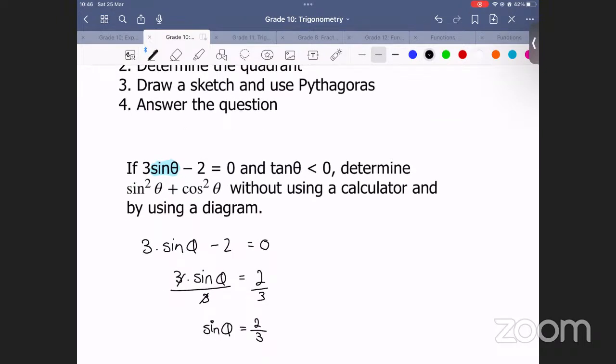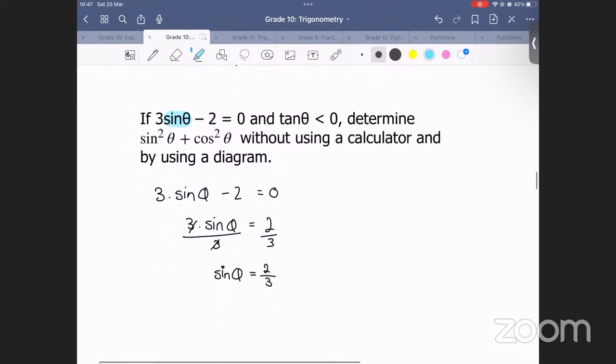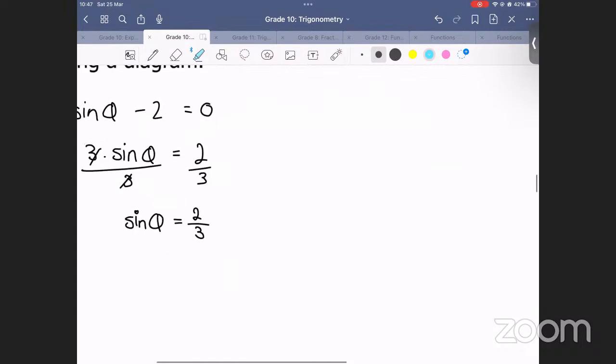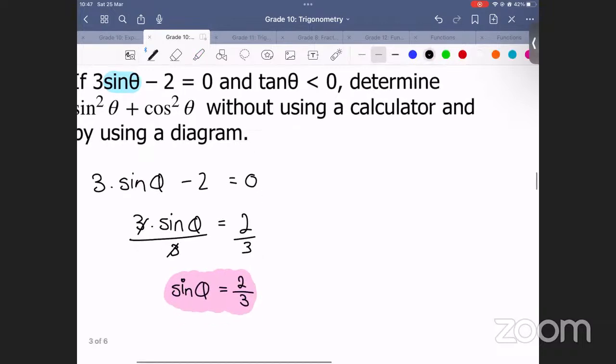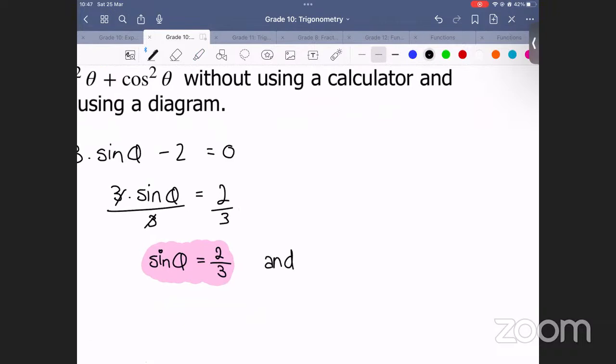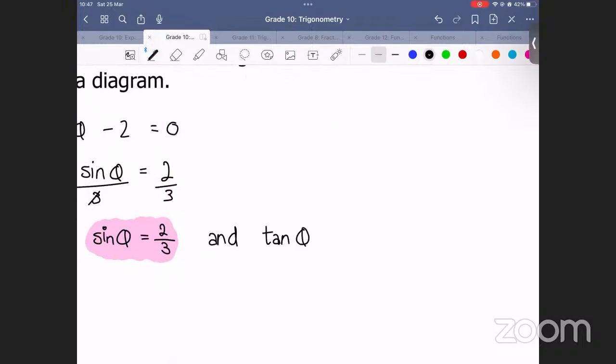Number two, determine the quadrant. This is how you determine the quadrant: you're going to use two pieces of information. The first is your isolated trig ratio, and the second is the condition that was given: tangent theta is less than 0.